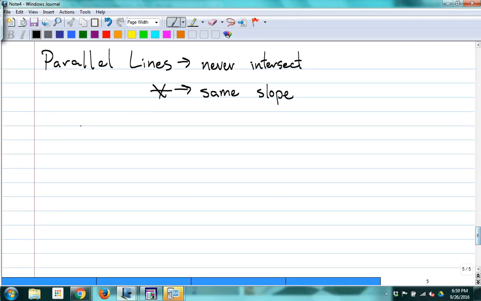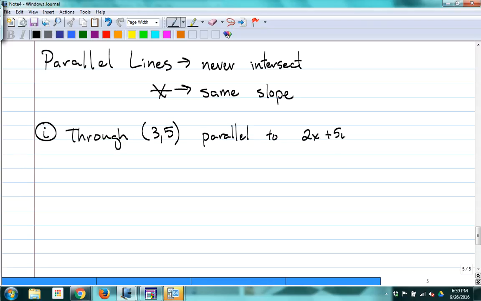Okay. So what we're going to be given here is example I. They're going to give us a situation and want us to write the equation of a line that goes through this ordered pair, (3, 5), that's parallel to 2x plus 5y equals 4. And we're going to practice and put it in all 3 forms.